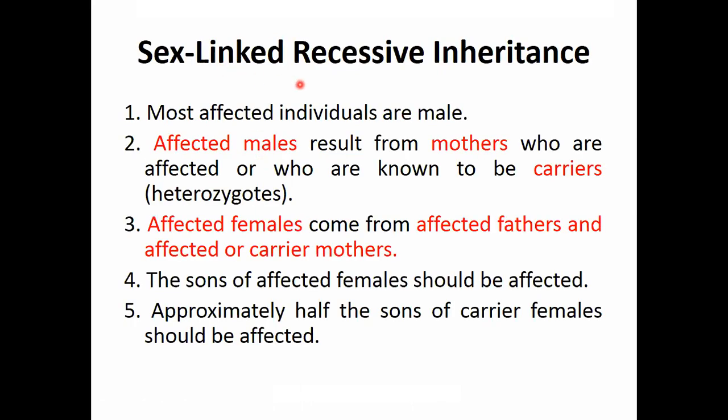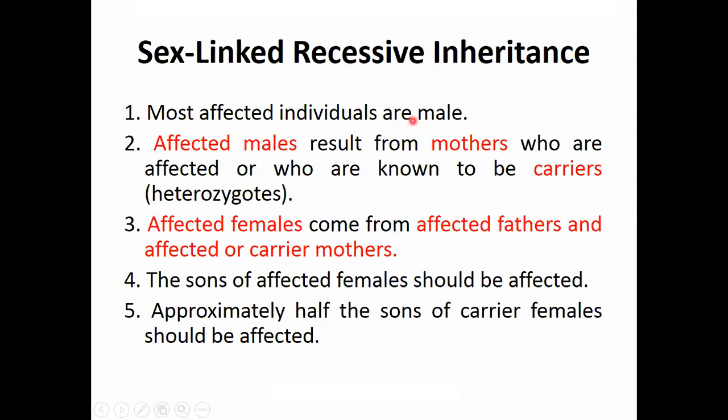So what is sex-linked recessive inheritance? You can also say it as X-linked recessive inheritance. So what are the properties of these inheritance patterns? On the basis of these characteristics, you can easily design pedigrees, and you can easily identify a given pedigree. So the first character is that most affected individuals are male.